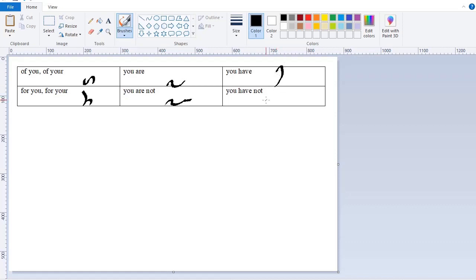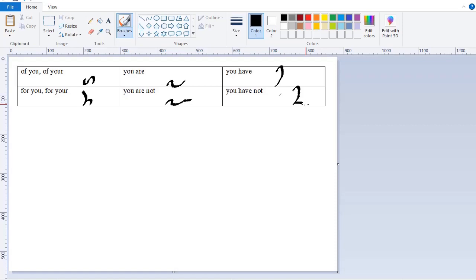Okay, so you have, parang malaking tenga yung you have. Okay, next we have you have not. So you just add the end stroke for you have not. So you, so parang magiging number 2 siya. You have not. Okay, so that's it for our you phrases.